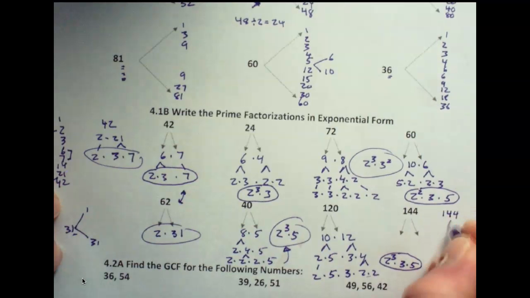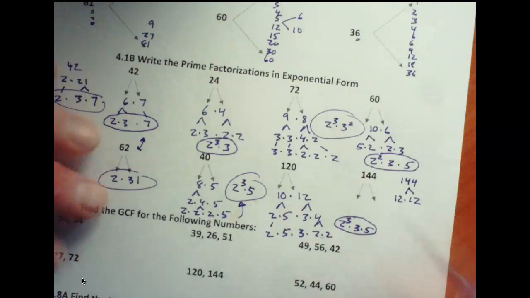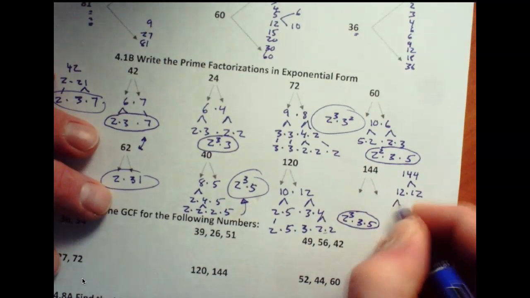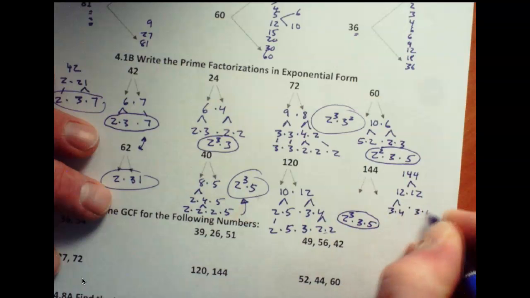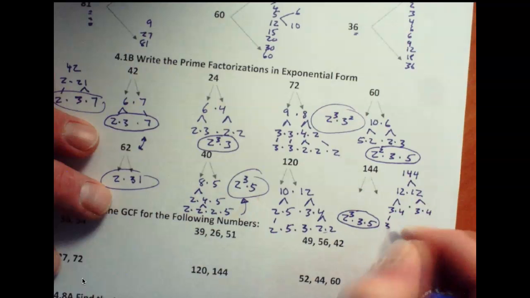And I'm going to start with 12 times 12. Again, you can start with anything, you're going to get the same answer. But the closer those numbers are to one another, the easier it will be for you. So this would be 3 times 4 times 3 times 4. Write both 12s down. And the 3's are prime. And the 4's I can both break down into 2 times 2.